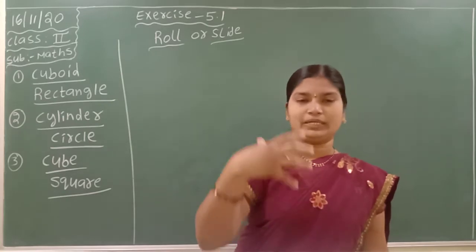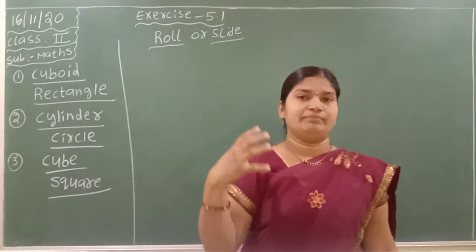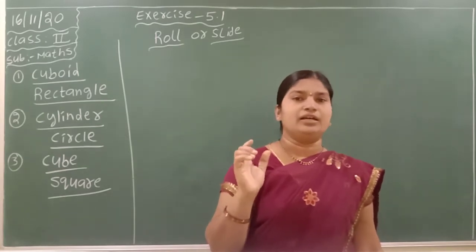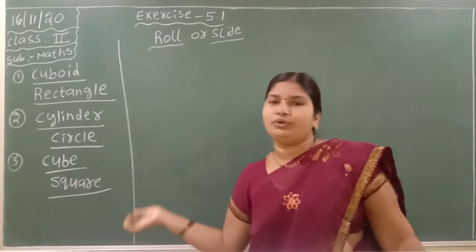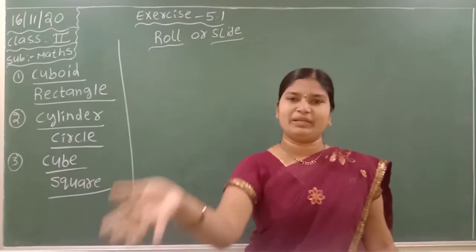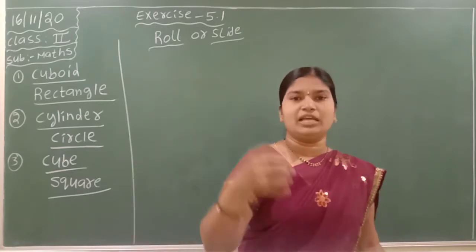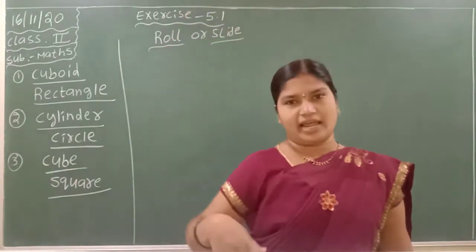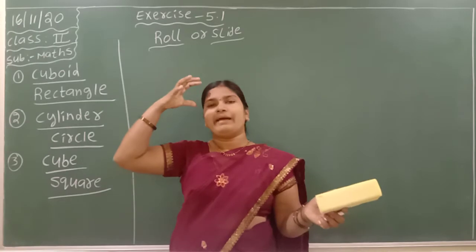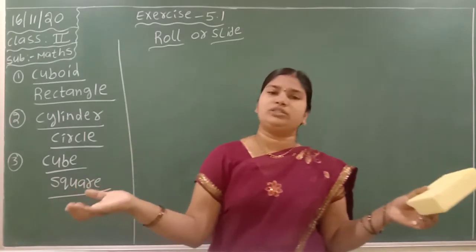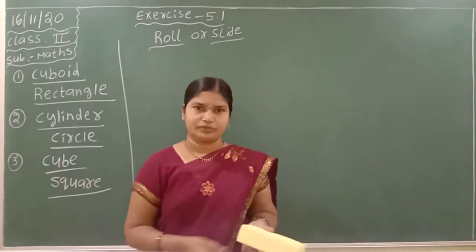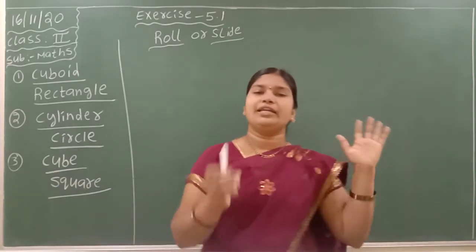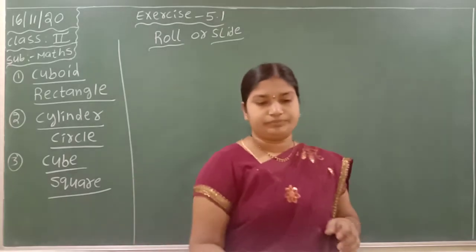For example, a birthday cap is there. Birthday caps and cylinders, things like that. What will they do? If you throw it lying down, it will roll continuously. And if you keep it like this, it will slide. So the birthday cap is the example for both roll and slide. This is the difference between roll, slide, and both roll and slide.